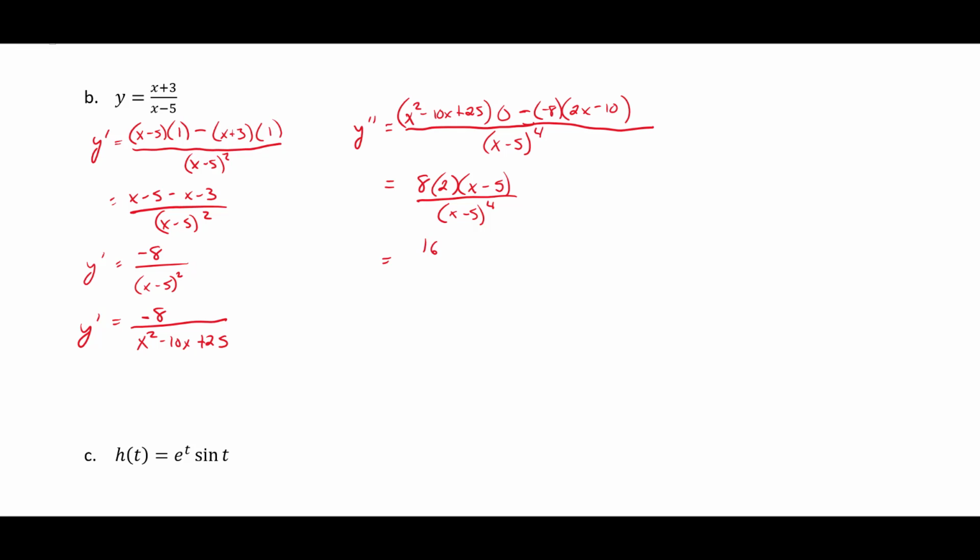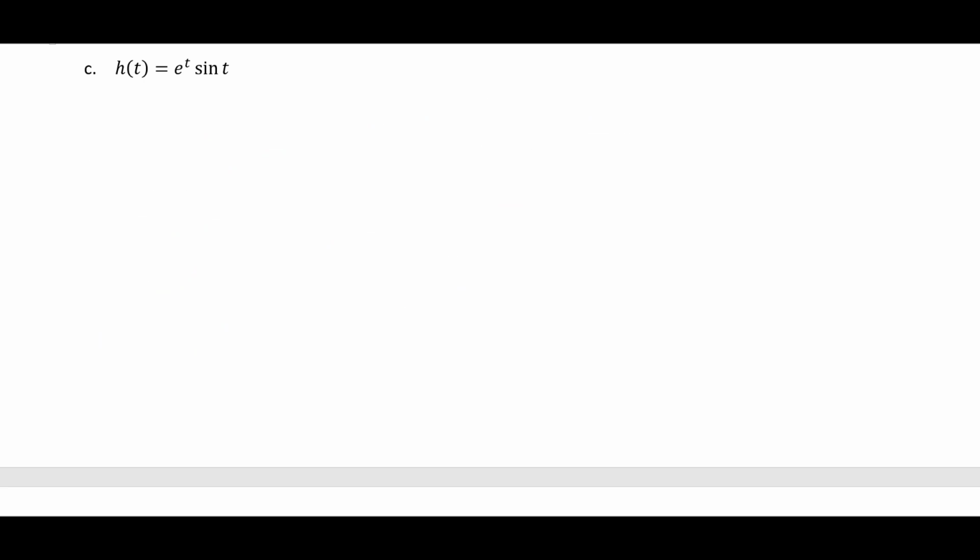So I end up with the second derivative is 16 over x minus 5 to the third power, canceling out one of those x minus 5s. And that is the second derivative of this function. All right, let's look at one more example of finding the second derivative.